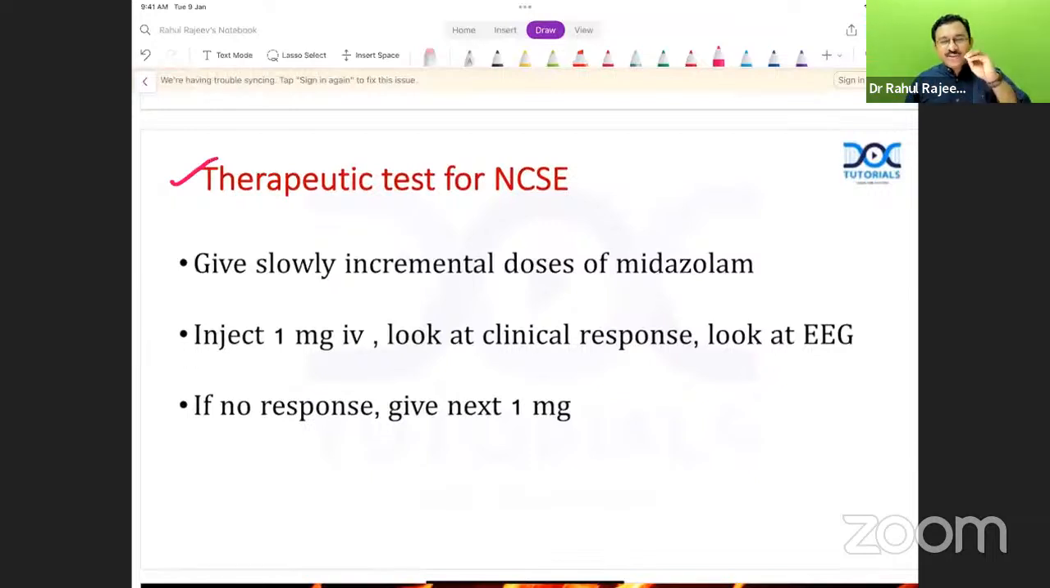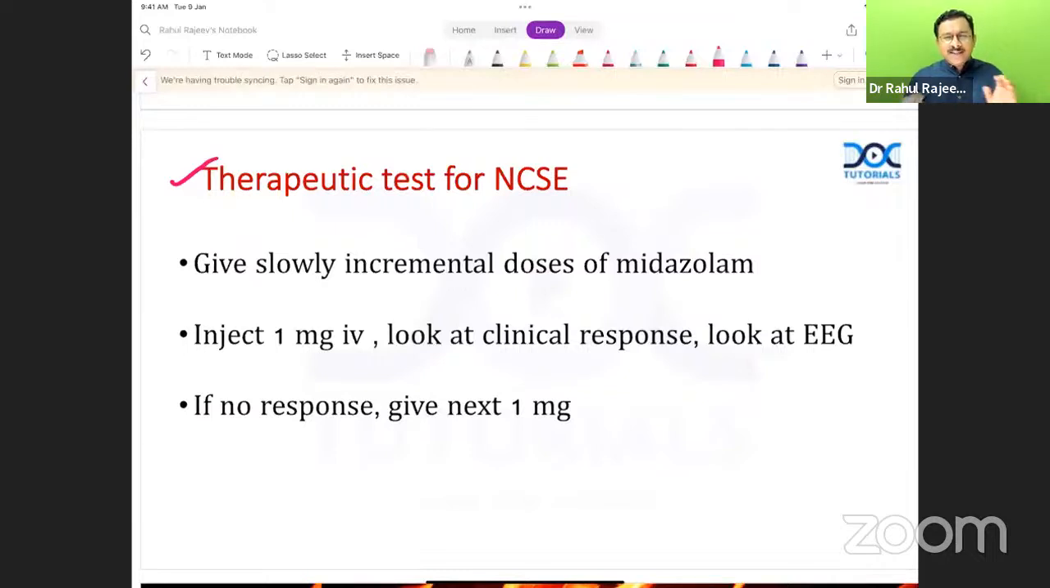You give slowly incremental doses of midazolam. It's not like giving a bolus dose. You give first 1 milligram IV, look at the clinical response, look at the EEG, and you see whether the patient is clinically improving and also the EEG is getting better. If there is no response, give the next 1 milligram, look at the clinical response and the EEG response. Okay, this is what is called a therapeutic test for a non-convulsive status epilepticus.